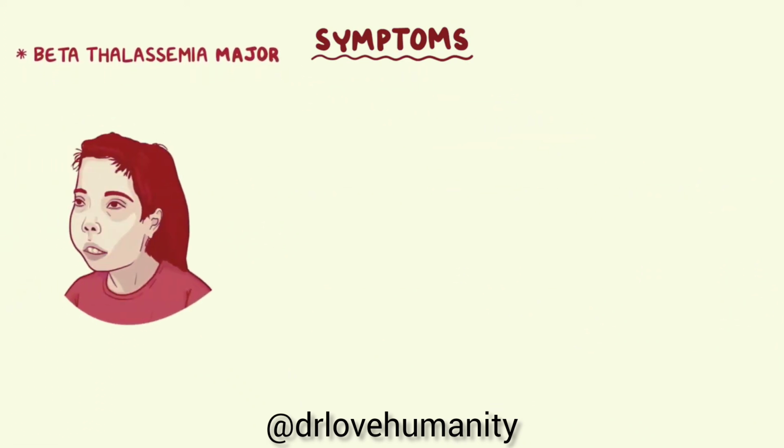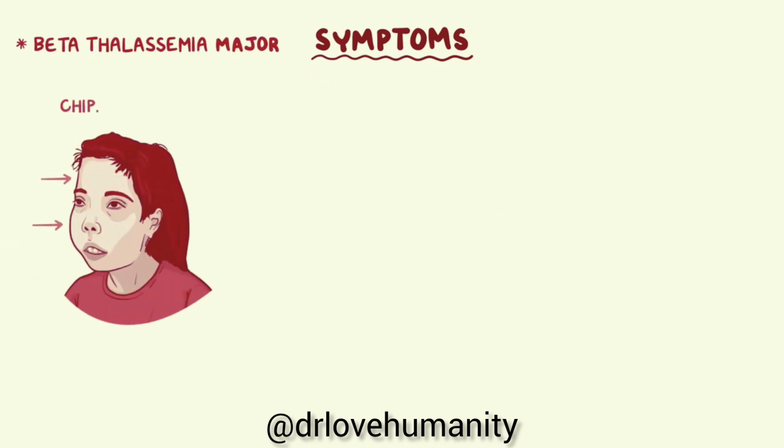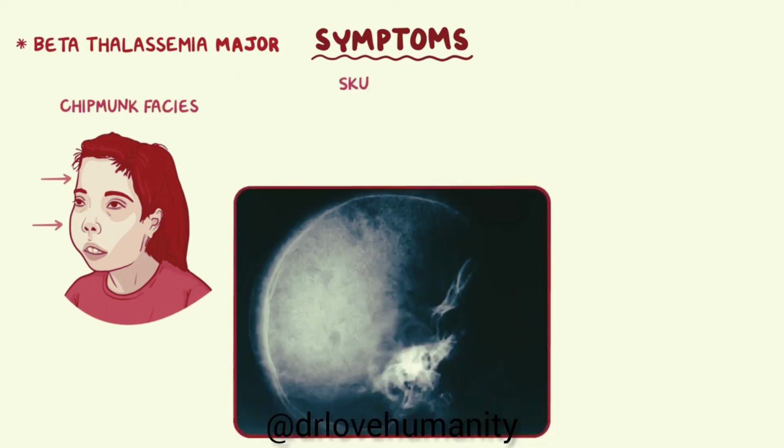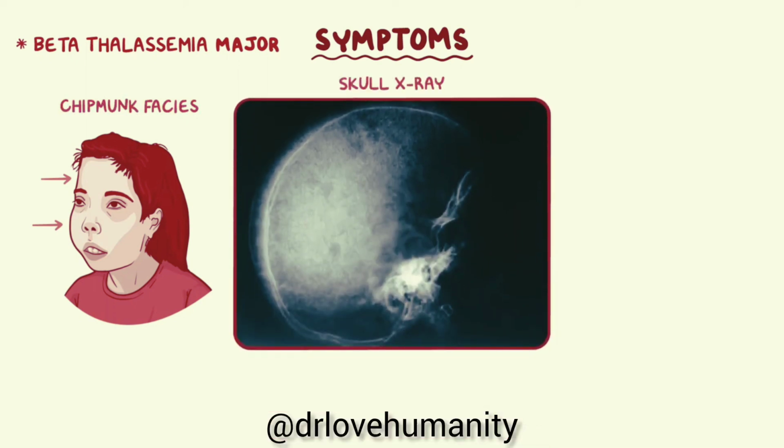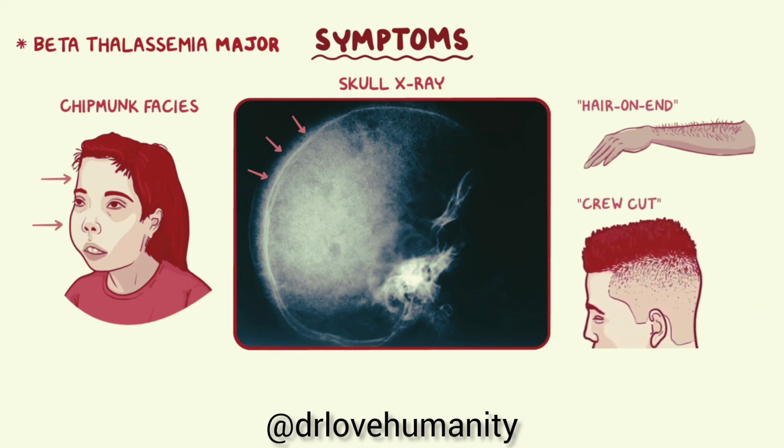Other beta thalassemia major findings may include enlarged forehead and cheekbones, which is called chipmunk facies. On a skull X-ray, the skull bones show a radiolucent bone marrow with fine hair-like projections that look a bit like how the hair on your arm stands up when you get goosebumps. So it's called hair-on-end appearance. Alternatively, this is also called a crew cut appearance, named after the type of haircut.